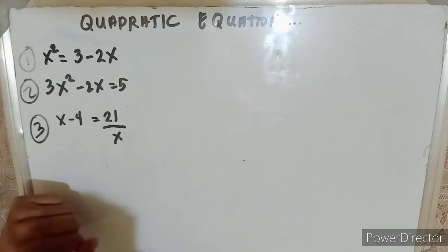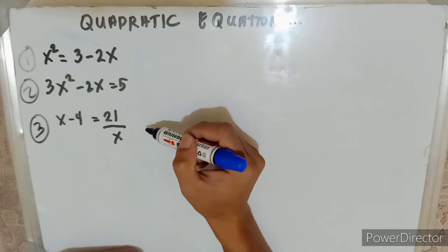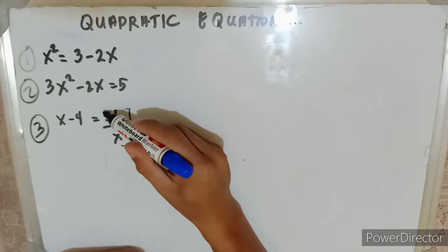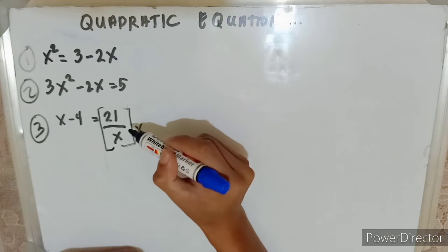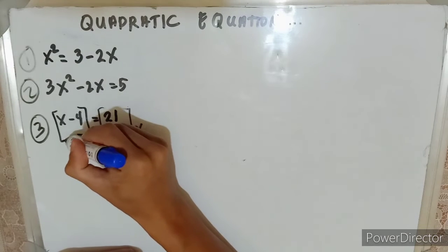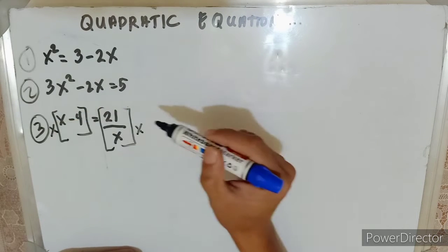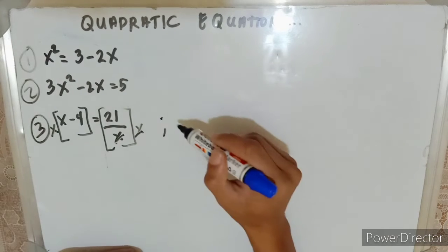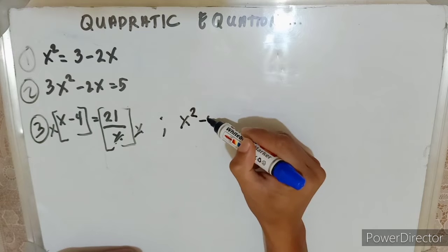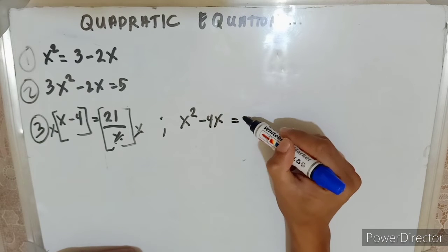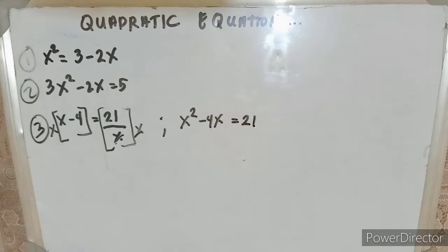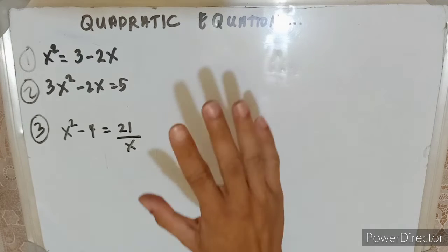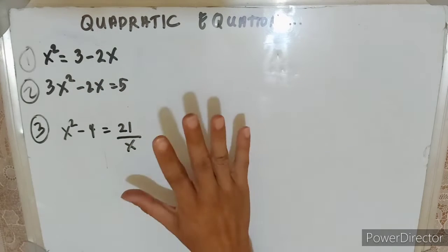So, dito sa kabila guys, we have the 21 all over x. Okay, so para mawala ito guys, para mawala yung x, i-multiply natin siya both sides. Okay, by x. Alright, kaya ito makakancel ito guys, no? X times x, so that is x squared minus 4x is equal to 21. Okay, so these are the example of quadratic equation.